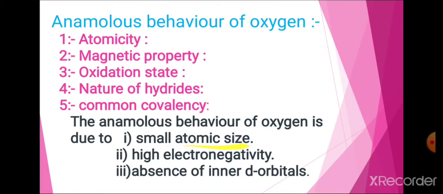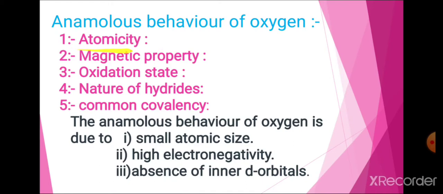its small atomic size. The atomic size of oxygen is small as compared with other group members. Then its high electronegativity. Next to fluorine, oxygen is the most electronegative element in the periodic table. It has an electronegativity value of 3.5, and there is an absence of d orbitals in its valency shell. Some of the anomalous properties of oxygen are listed here.